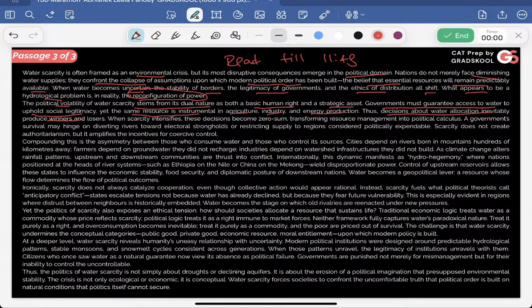When scarcity intensifies, this decision becomes zero sum. What is zero sum? That whatever input, output, everything is same. Transforming resource management into political calculus, a government's survival may hinge on diverting rivers towards electoral strongholds or restricting supply to regions considered politically expendable. Scarcity does not create authoritarianism, it amplifies the incentives for coercive control. So basically, here comes the politics.